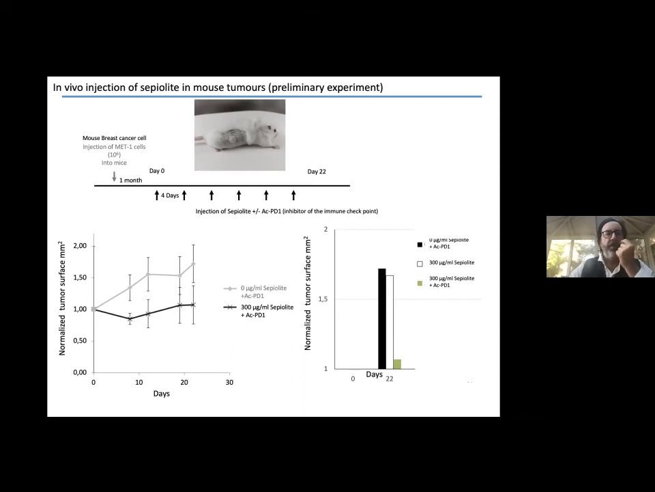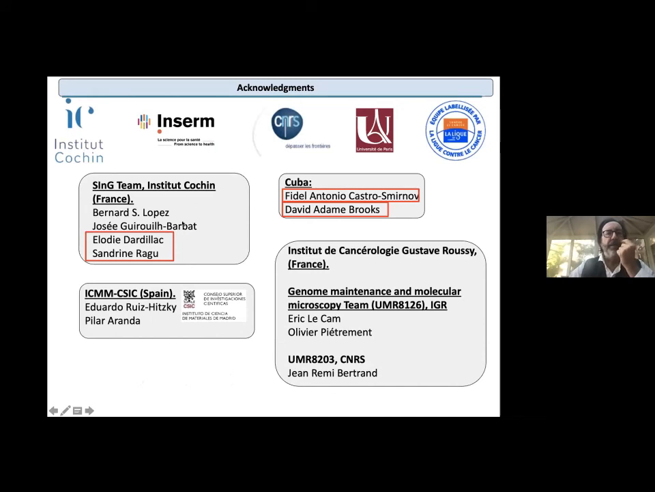So this work was done by Elodie Dardiac and Sandrine Ragu in my lab at Institut Cochin, former Gustave Roussy, with a collaboration with visiting scientists from Cuba, Fidel Antonio Castro Smirnov and David Adam Bruce, and with a very nice collaboration with Eduardo Ruiz-Izqui and Pilar Aranda, who opened me to the fascinating world of the clay minerals. We also have this collaboration with Eric Lecan and Olivier Piétrement for the transmission electron microscopy, and Jean-Rémy Bertrand for the nanodiamonds. Thank you very much for your attention.